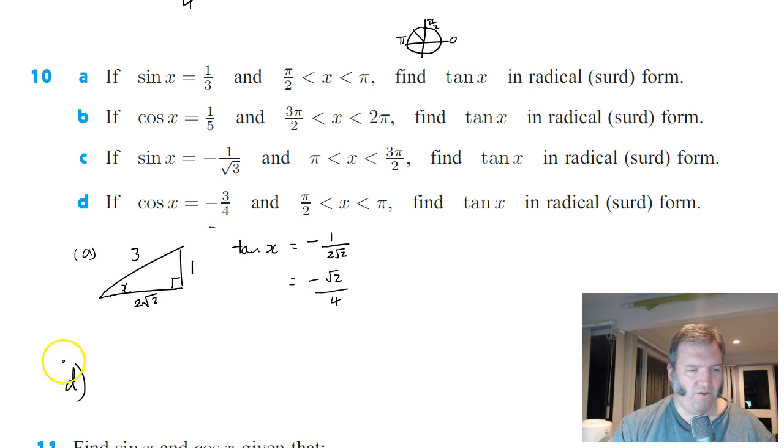Let's do D. You'll probably think it's a hard one. I don't know if it is or not. Let's see. What quadrant am I in? I'm in the second quadrant again, aren't I? Between pi over 2 and pi. Okay, I'm finding tan, so it's going to be negative in radical form.